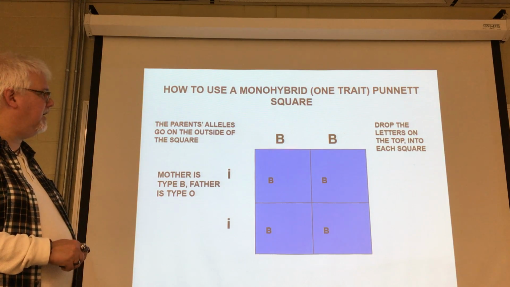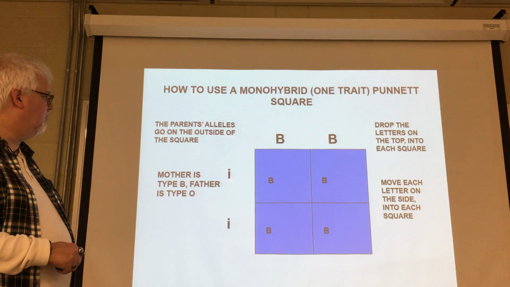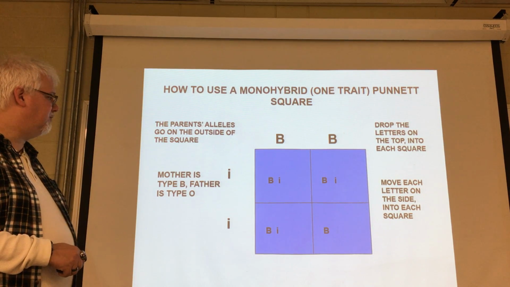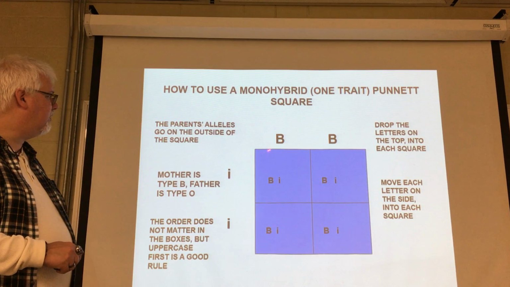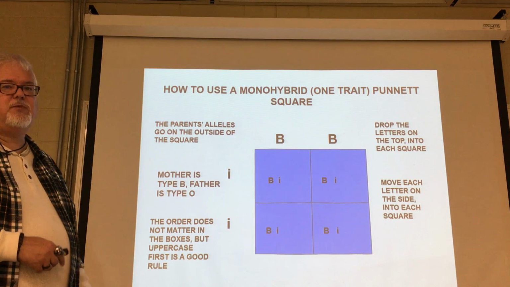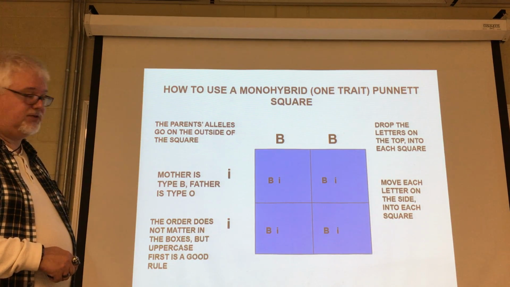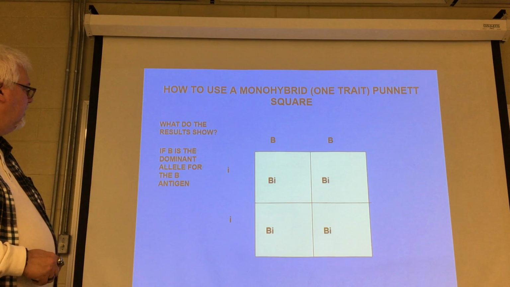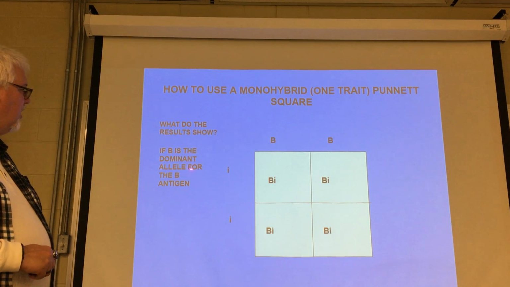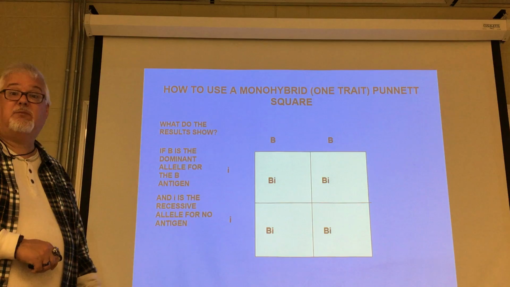Now, in this example, it's pretty easy. They're all going to be capital B's. Then we move the letters on the side into each square. And again, in this example, it's pretty straightforward because they're all lowercase i's. Now, the order that you arrange them doesn't really matter, but by convention, we tend to put the capital letter or uppercase letter first. So what does this show us? Well, B is the dominant allele for the B antigen, and i is the recessive allele for no antigen, or blood type O.